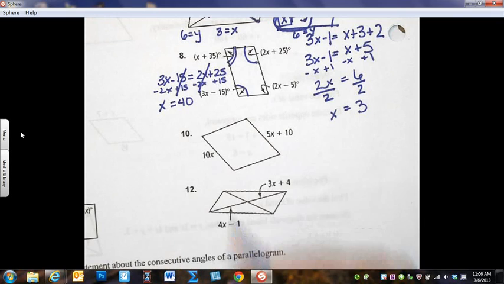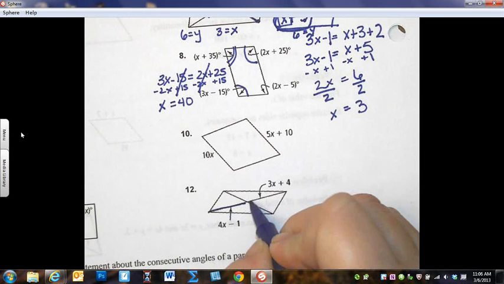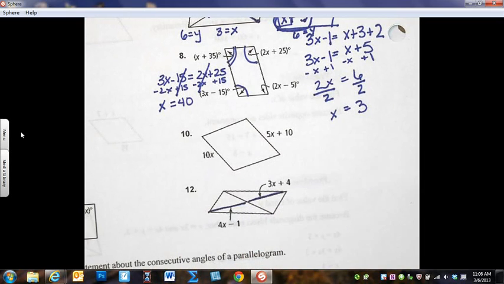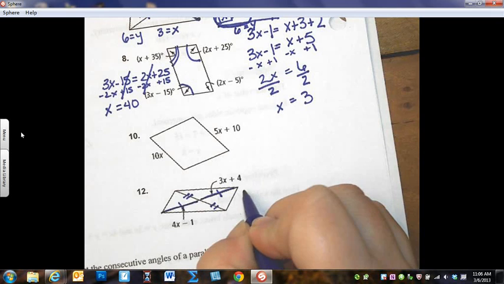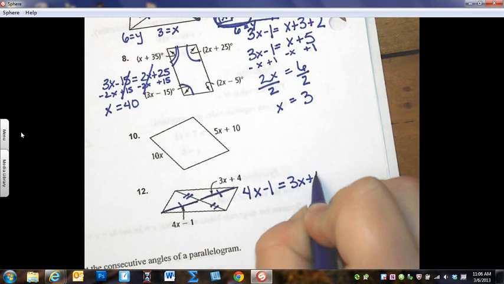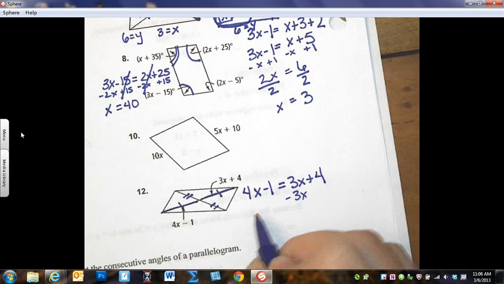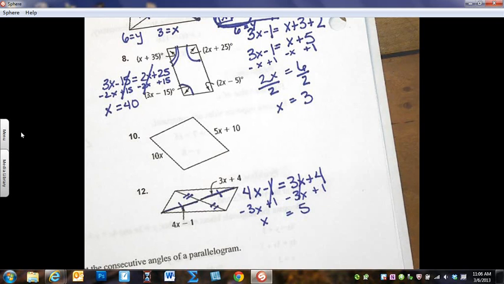Now, they're telling me that this segment is 4x minus 1, and this segment is 3x plus 4. I know that these two segments, because this is a parallelogram, have been bisected, so I know they're going to be congruent. So we would say 4x minus 1 equals 3x plus 4. Subtract 3x on both sides. Add 1 to both sides. We know x is 5. And that will be your answer there.